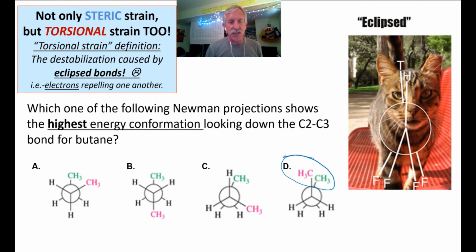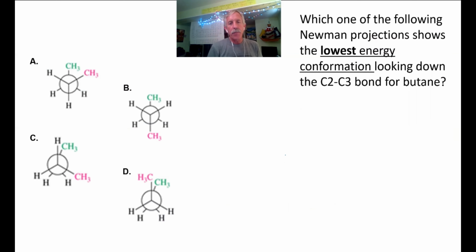Couple new definitions for us. So let's try this one. Take your same butane. If you need the model kit, go for it. If you don't, since model kits will not be allowed on the exam, no model kits on the exam, we're going to have to start visualizing these things in three-dimensional space. Pick which Newman projection you think shows the lowest energy conformation, looking down the C2, C3 bond of butane. Take a second, pause. Welcome back. Ready? Let's see if you got the same answer I did.